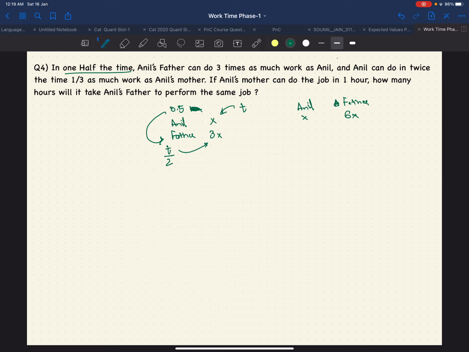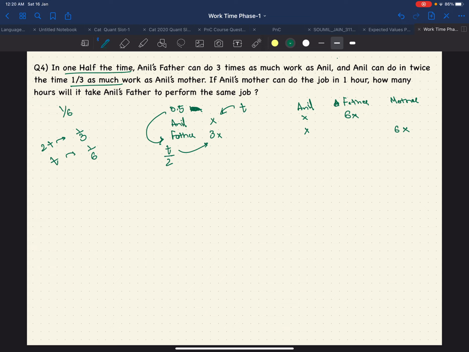Also, we are given Anil can do in twice the time 1/3 of the work as much as Anil's mother can do. So Anil is taking twice the time to do 1/3 of the work that Anil's mother is doing. So if Anil is given the same time as Anil's mother, he will just do 1/6, because in time 2t he is doing 1/3 of the mother's work. Therefore, in time t he will do 1/6 times the mother's work. So again, for the mother, the ratio is the same as that for the father.